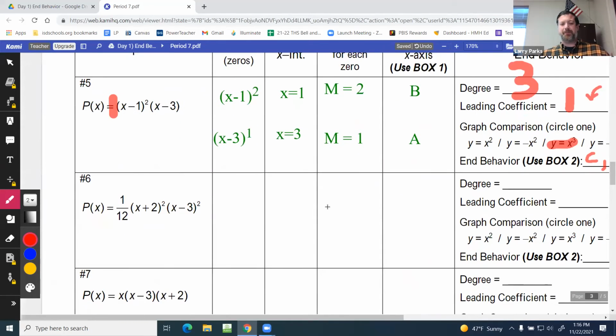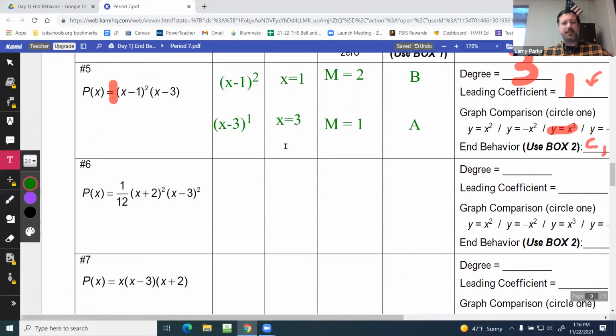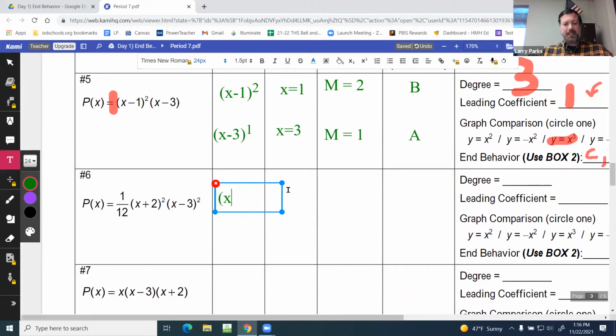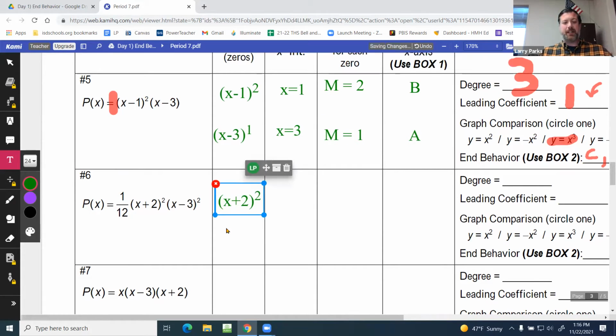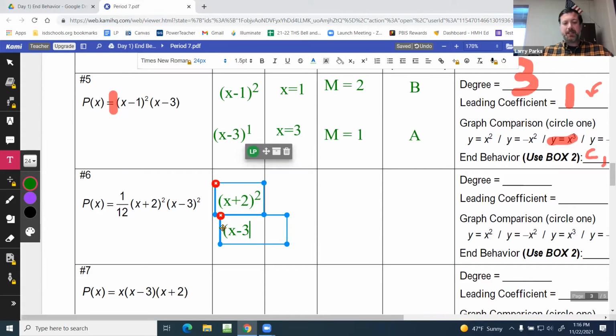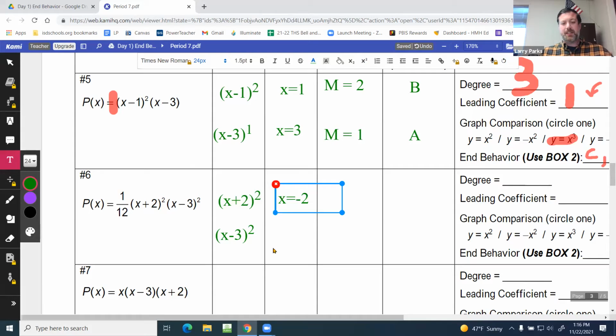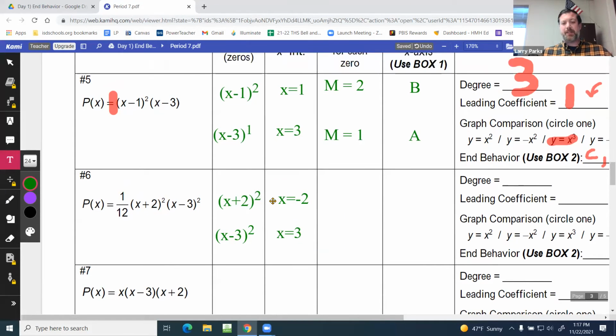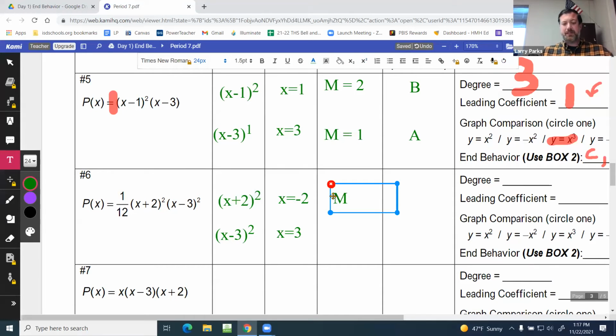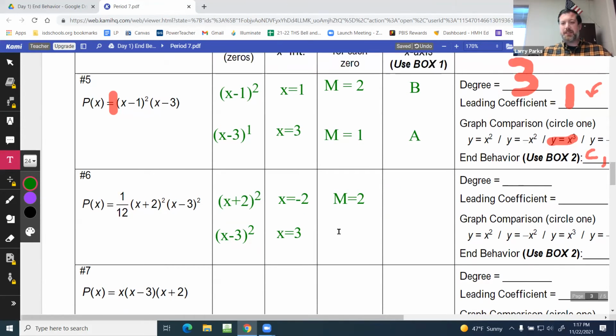All right, let's do another one. Our factors are x plus 2 squared. My other factor is x minus 3 squared. What are the x-intercepts? That'd be x equals -2. And for this, it would be x equals 3. How many times does that happen? Second power, multiplicity of 2. How many times does that happen? Multiplicity of 2.